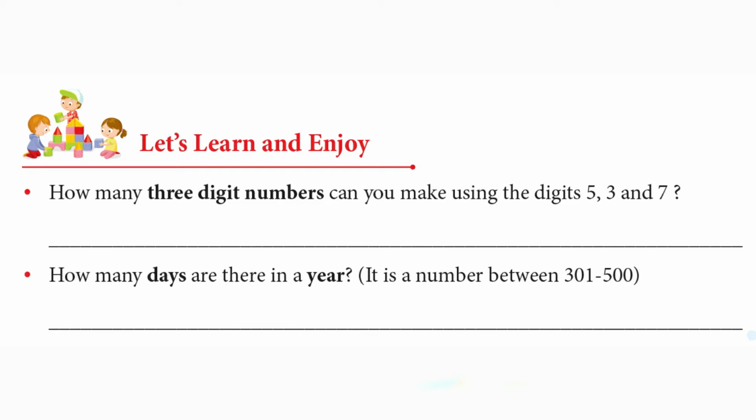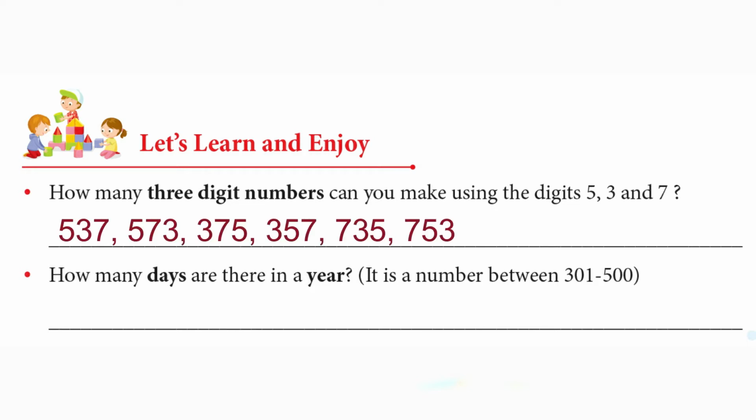In a similar way, can you think of more? 573. And then what else? 375. Very good. Now let's think of more. 357. Yes. And then 735, yeah, and 753. Very good. So in that way we can make 6 3-digit numbers using the digits 5, 3 and 7. Very good.